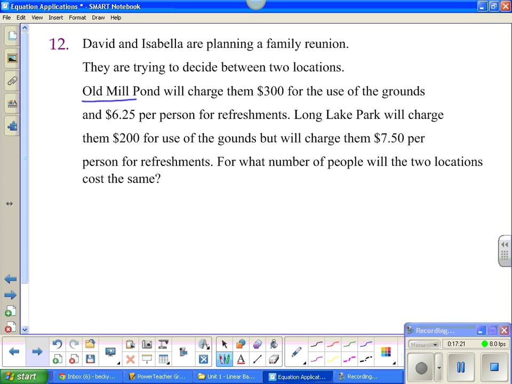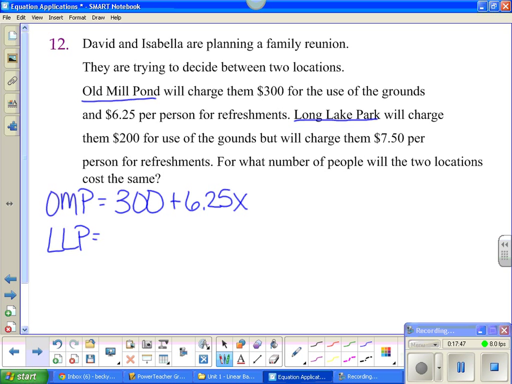Okay, so we have Old Mill Pond and we have Long Lake Park. So let's set up an equation for Old Mill Pond. So what are they going to charge us? They're going to charge us $300 flat to use the grounds, and then they're going to charge us $6.25 per person for refreshments. So $300 flat plus $6.25 per person. So that's the one that gets the X. Long Lake Park charges $200 for the use of the grounds, but they're going to charge us $7.50 per person.